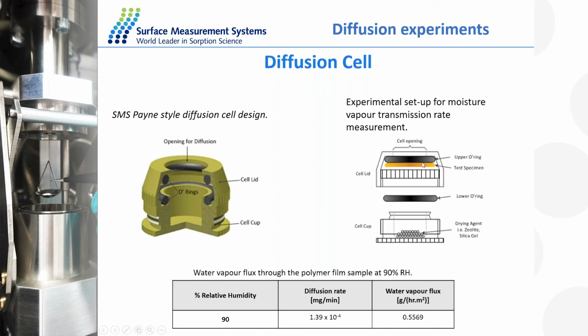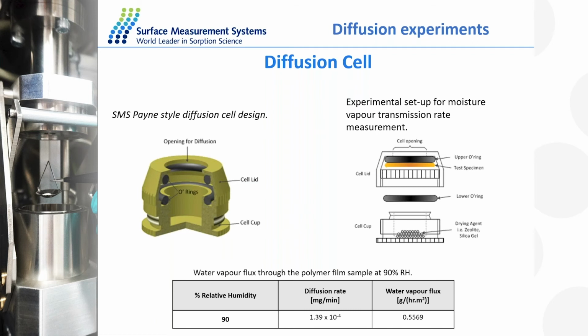You will have a disc basically of your membrane that is cut to size. It will be squeezed between two O-rings and will be encapsulated in this metal capsule. We use a drying agent to maintain a constant relative humidity in the inside of the cell, and then we measure the uptake from the outside.